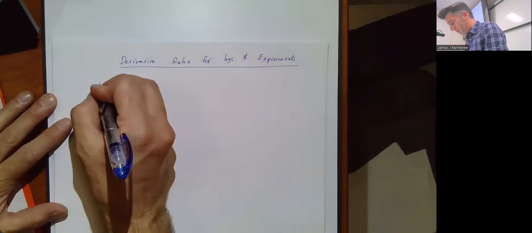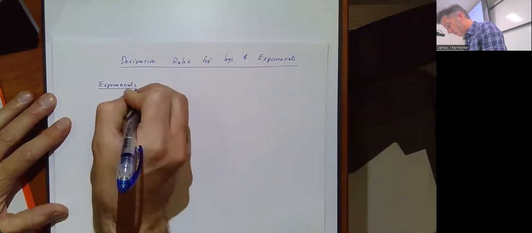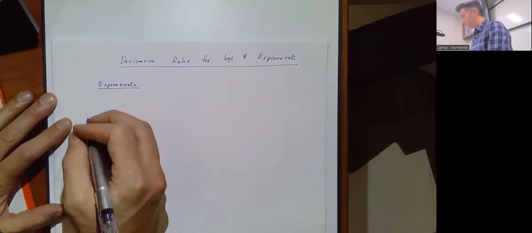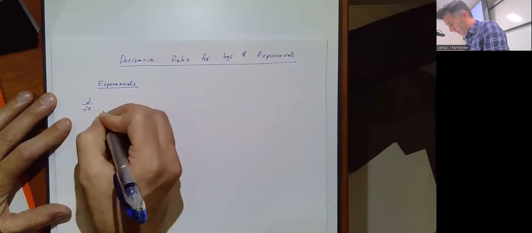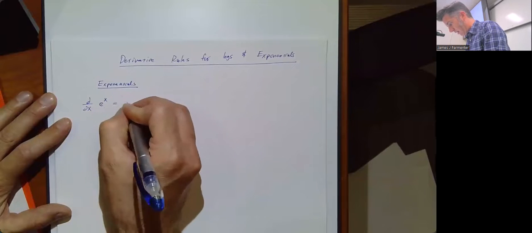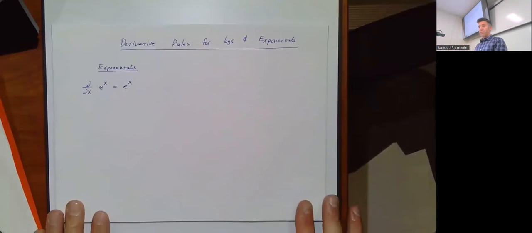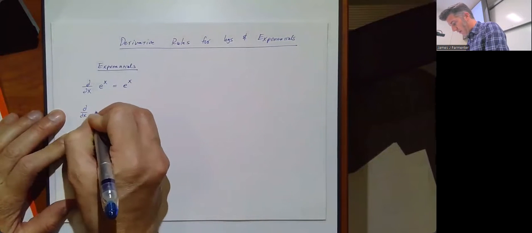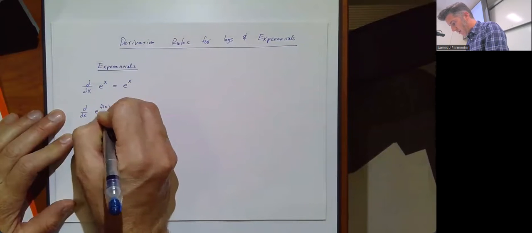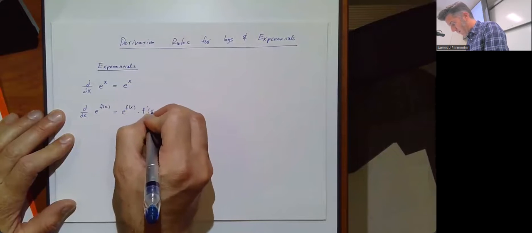Let's start with the exponential side. So exponentials, if you're taking the derivative of e to the x, the derivative of e to the x is e to the x. And then there's also the chain rule version of this. It says instead of taking the derivative of e to the x, if you take the derivative of e to the stuff, you get e to the stuff times the derivative of the stuff.